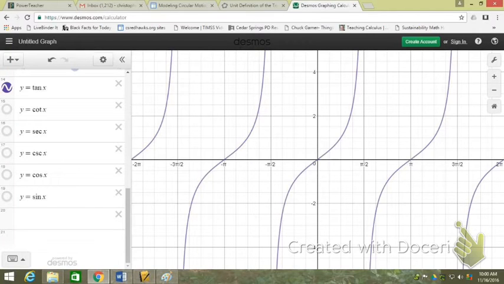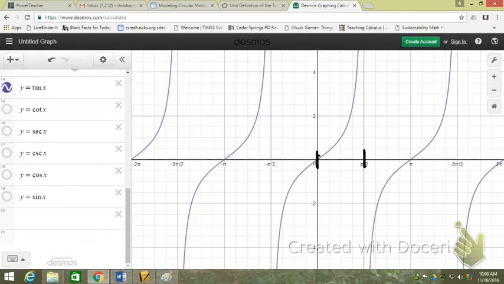Final explanation of the tangent graph. So look at the graph. I'm going to look particularly between 0 and pi over 2, but we can look elsewhere as well.